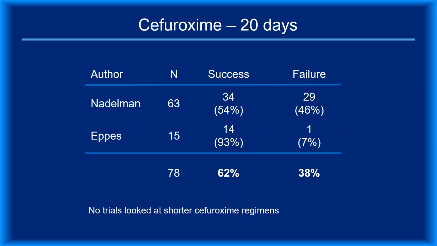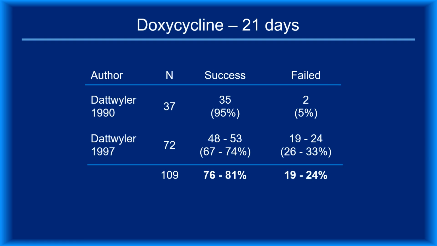2 studies investigated the use of 20 days of cefuroxime, 250 milligrams twice daily. Treatment was successful in 62% of the 78 subjects. 2 studies examined the use of doxycycline, 100 milligrams twice daily for 21 days. This regimen was effective in roughly 80% of the subjects.